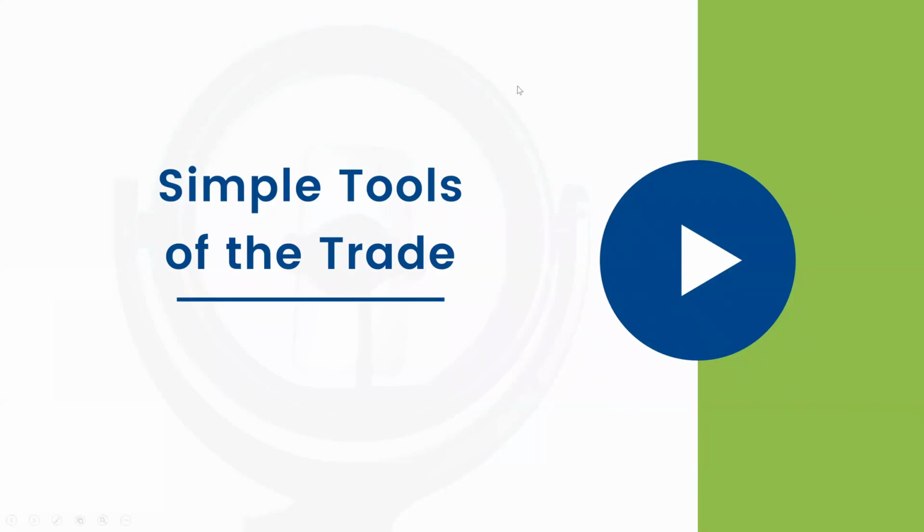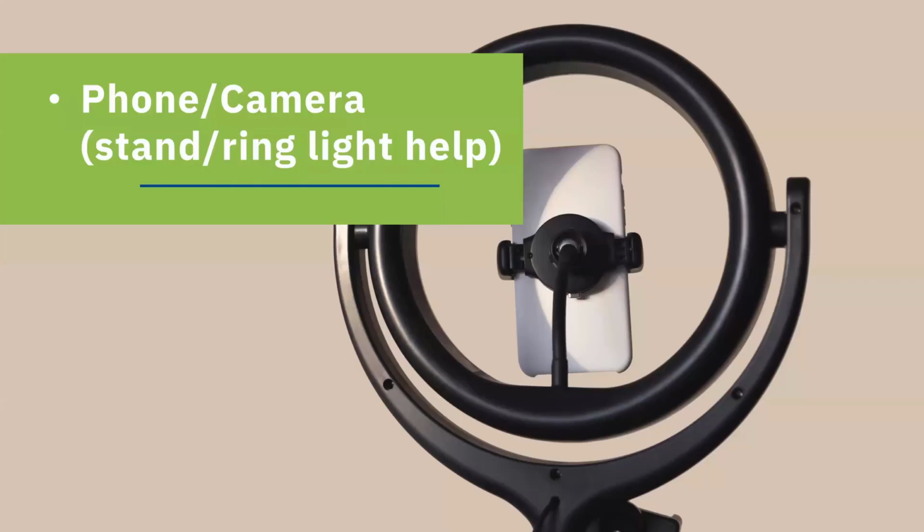So some of the simple tools of the trade, and these are things that can be done on a budget, literally, if you have an iPhone or a smartphone and you just add the other things, it's less than $150. So it's something that's pretty easy to do. The first thing is your phone. A smartphone works just fine as your camera. You can use that. If you want to use a fancy camera, you can.